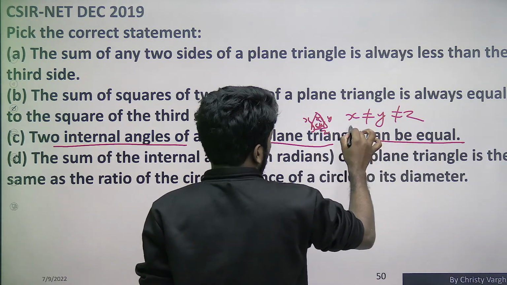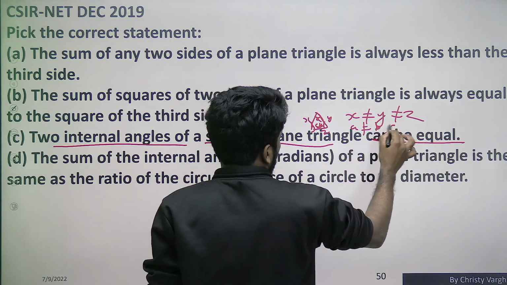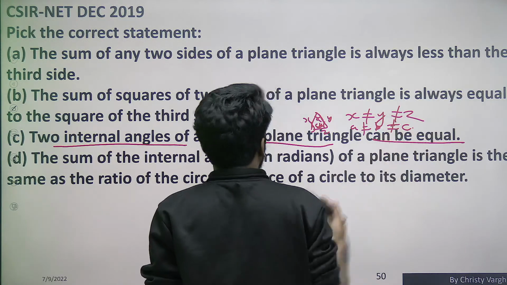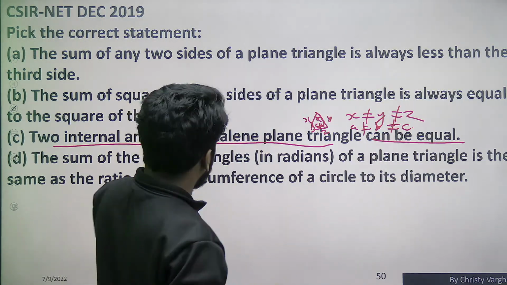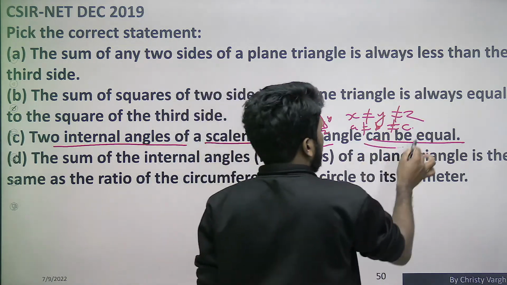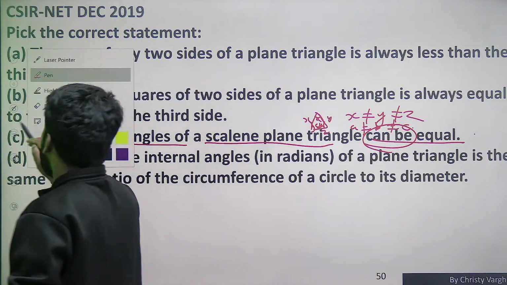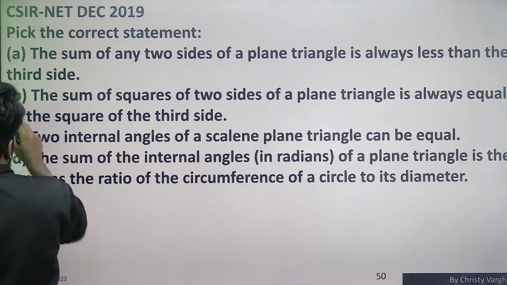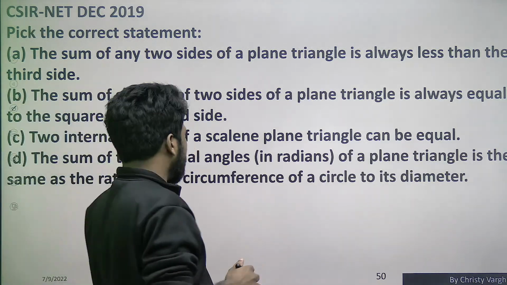Yes, x not equal to y not equal to z means obviously the angles will also be different, but the question says that two internal angles of a scalene triangle can be equal. No, it can never be equal. That is why it is called a scalene triangle. I hope that is also clear. Finally, the first three options are wrong, which means the fourth option should be the answer.